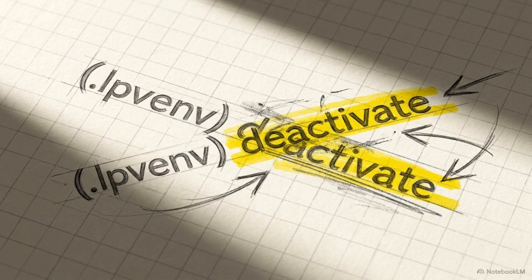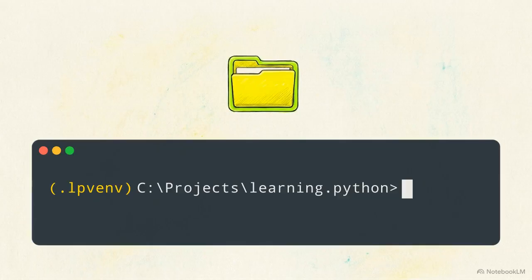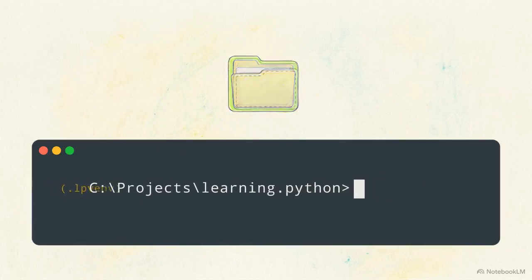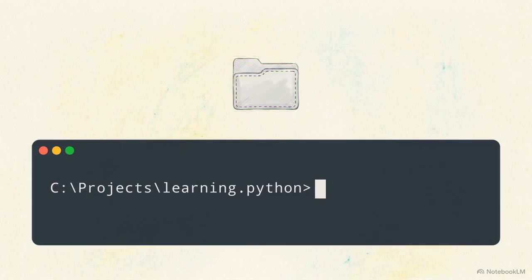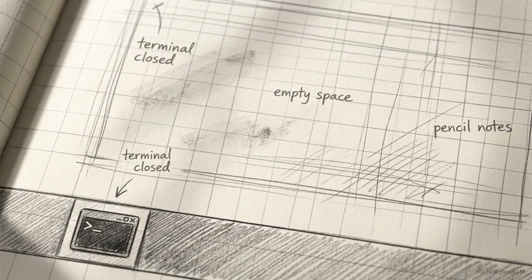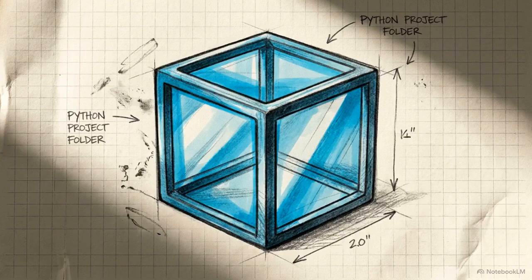To leave the virtual environment and return to your system's global state, type the deactivate command. Once you do, the .lpenv prefix will disappear from your prompt. Verifying this deactivation ensures that any system-wide changes you make later won't interfere with this specific project space. You now have a fully functional, isolated project directory.